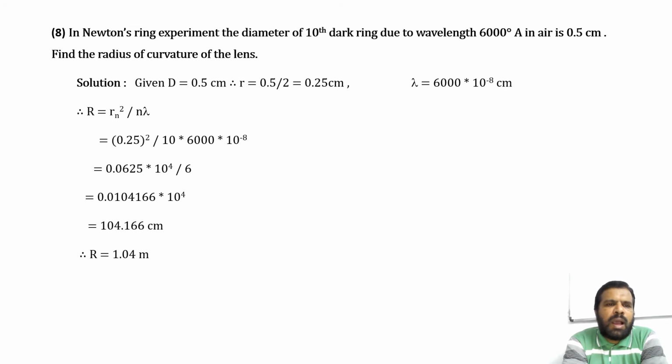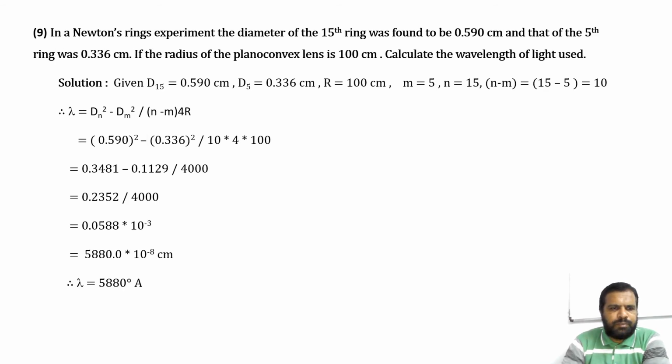Therefore, R is equal to rn square divided by n lambda, that is equal to 0.25 whole square divided by 10 into 6000 into 10 raised to minus 8, that is equal to 0.0625 into 10 raised to 4 divided by 6, that is equal to 0.010466 into 10 raised to 4, that is equal to 104.166 centimeters, or R is equal to 1.04 meters.